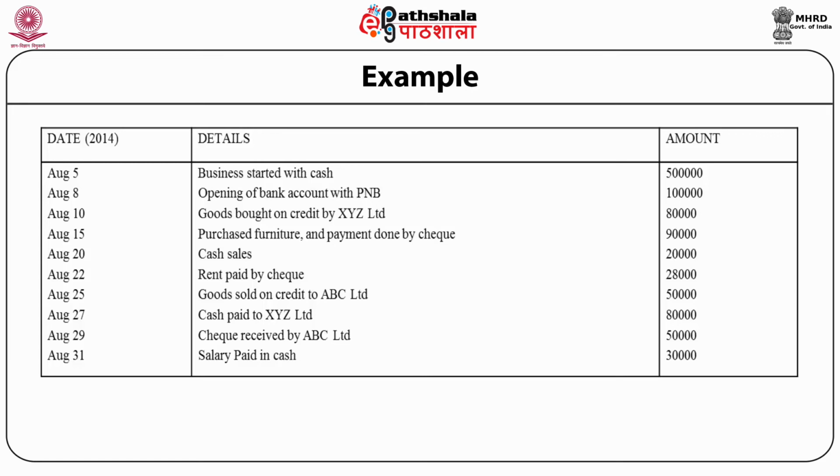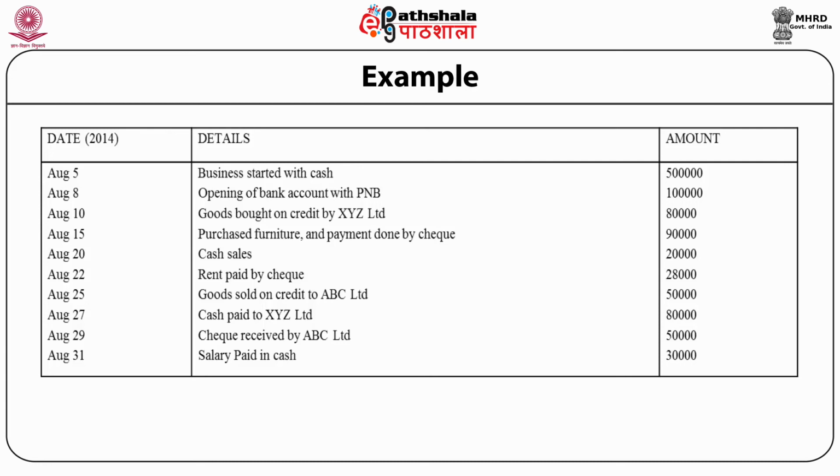Cash account. Debit side of cash account: Capital, rupees 5 lakhs. Now credit side, August 8, bank, 1 lakh. Debit side, August 20, sales, 20,000. August 27, credit side, XYZ Limited, rupees 80,000. August 31, on credit side, salary, rupees 30,000.